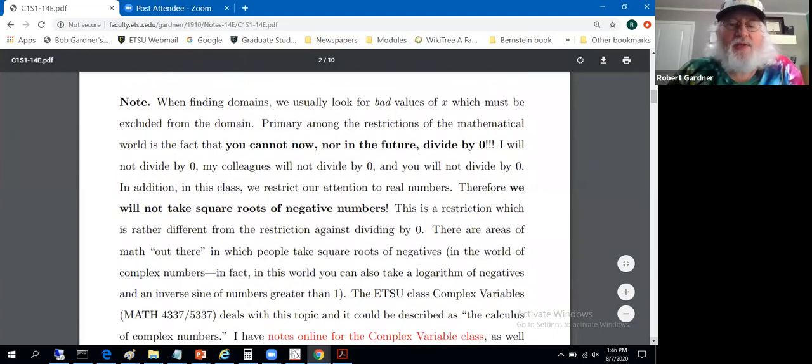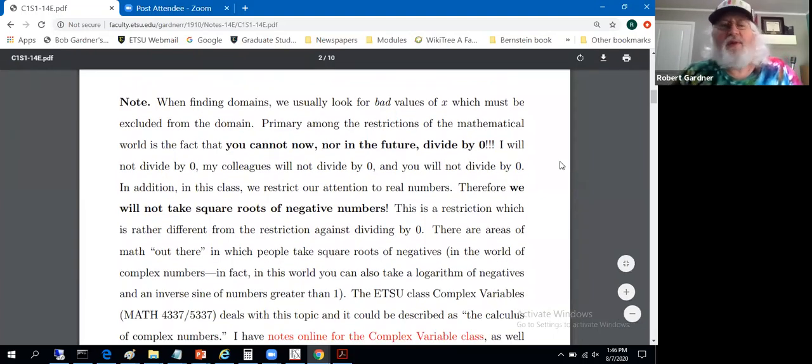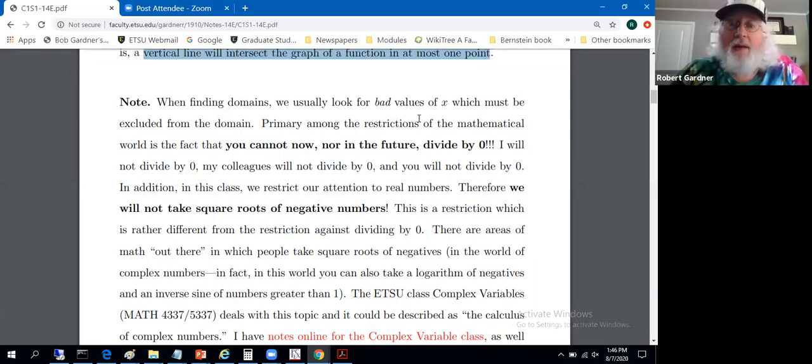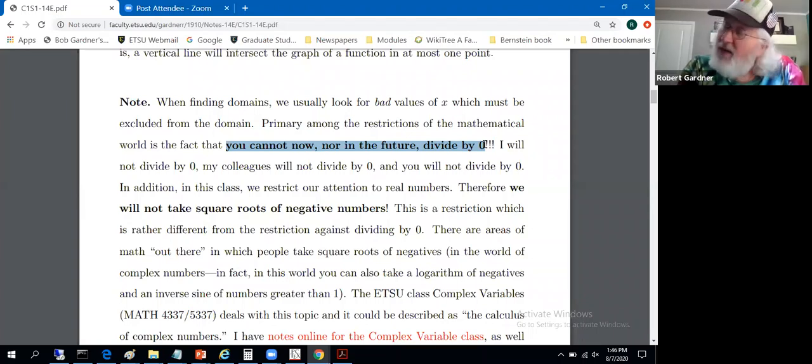Now, this thing about domains and what we can and can't do is a little bit of an involved story. When we're looking for domains, usually what you do is you find the bad values of x. What makes it bad? Well, certain algebraic constraints, such as you can't divide by 0. If you've got a denominator and an x value that could make that denominator 0, that x value is not in the domain of that function.